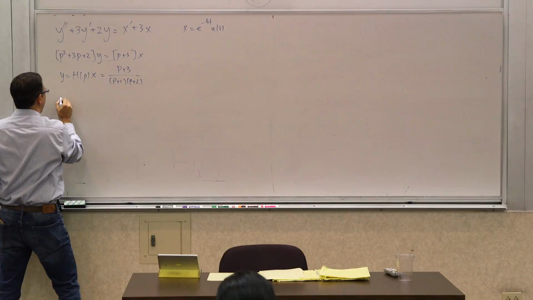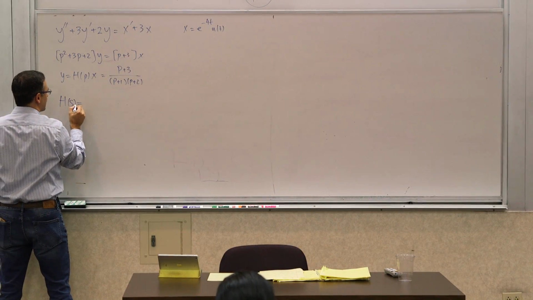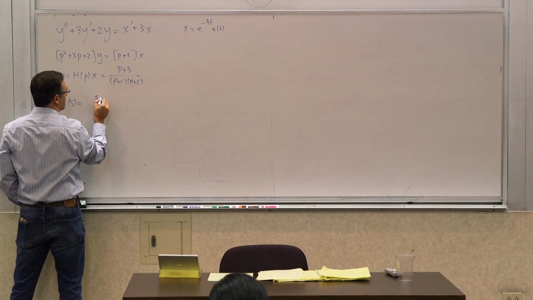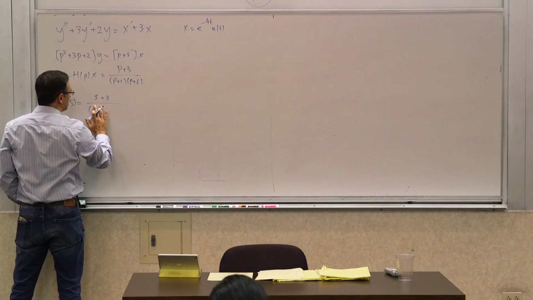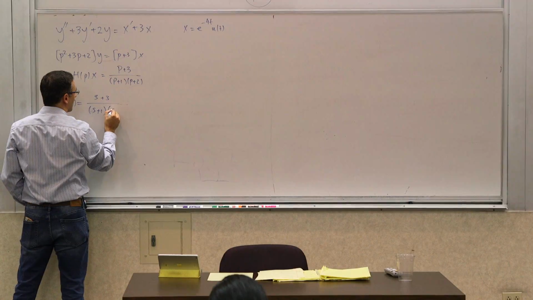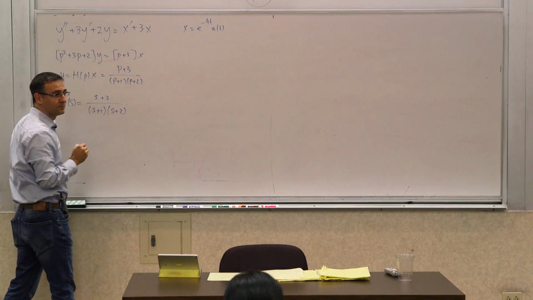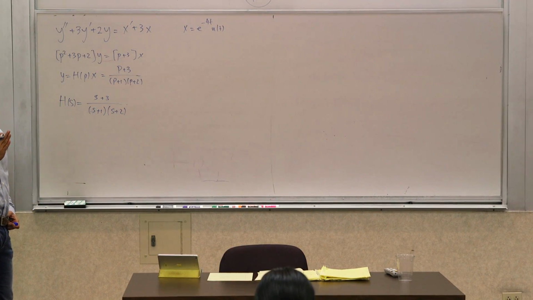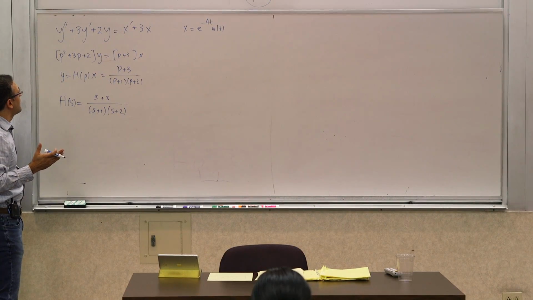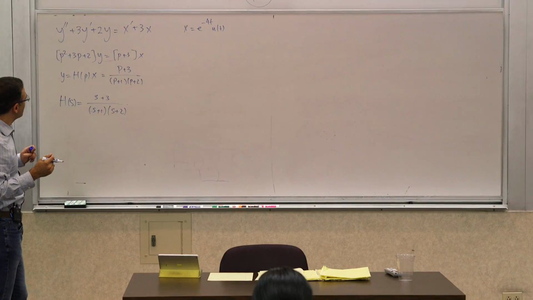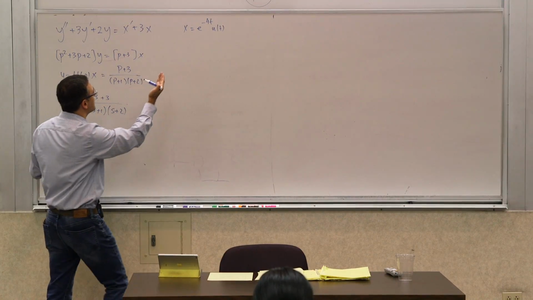And therefore, the H of s, the system function, is basically you take the operator and convert it to a function, which is this. Right? So far, everything should be clear. If it isn't, let me know. Now, you have that, and now you want to find the response to this thing.